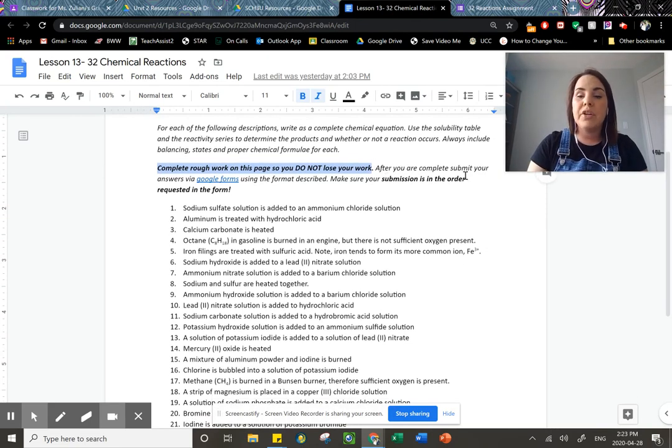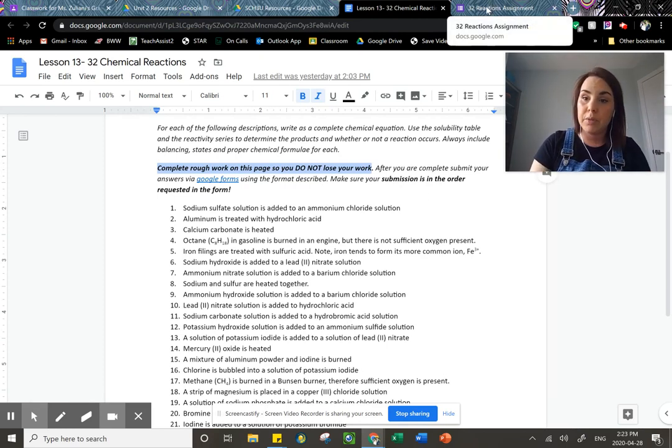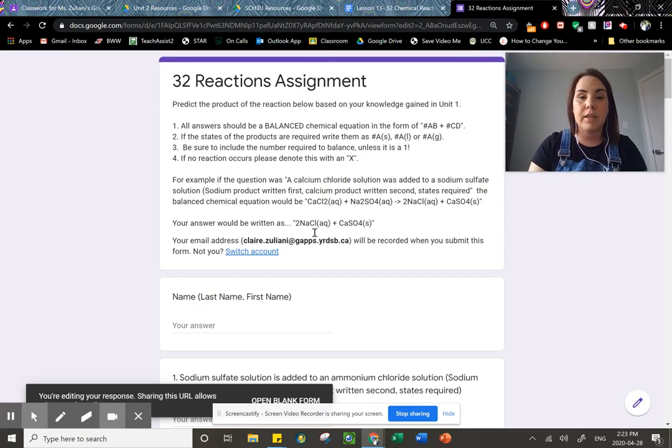It says, after you're complete, submit your answers via Google Forms using the format described. Now, it's really important when you're submitting it in the form, you're using the format described, okay? So I'll show you what I mean. When you go to the actual form, so after you've completed all your work and you're just submitting your final answer, you're going to get something that looks like this, okay? So it says 32 reactions assignment. There's really important instructions up here up top, okay?